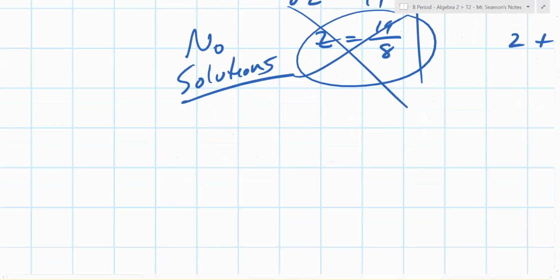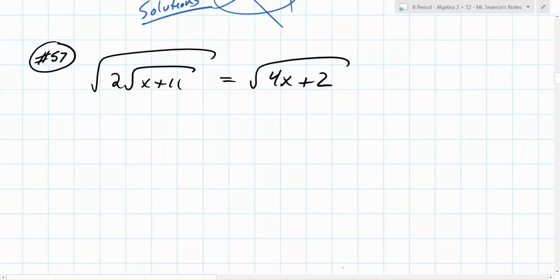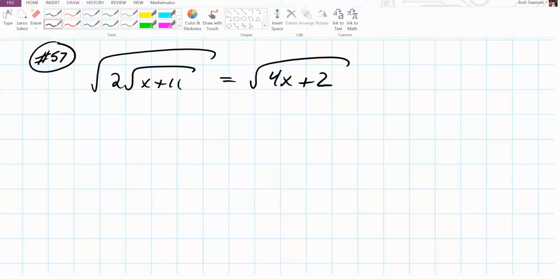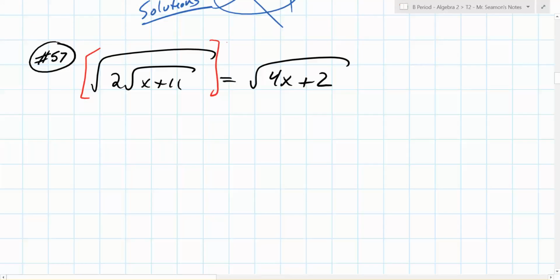What do you have to do to both sides? There's only one thing you can do at this point. You have to square both sides. So if you square both sides, what happens to the outer square roots? So what does the left side become? 2 in parentheses x plus 11. And what does the right become? 4x plus 2.